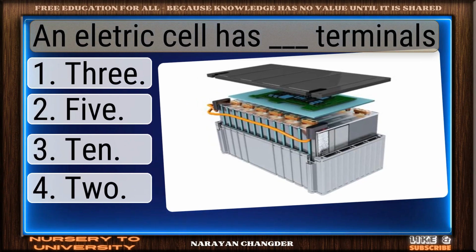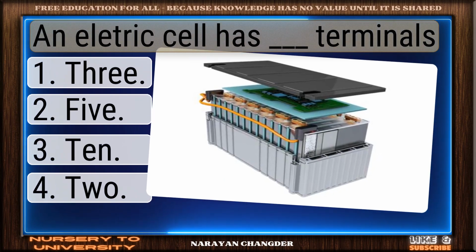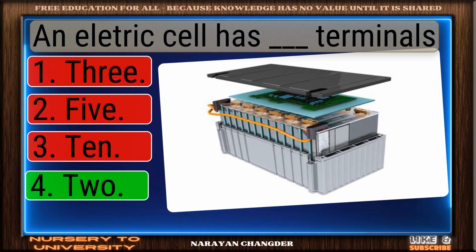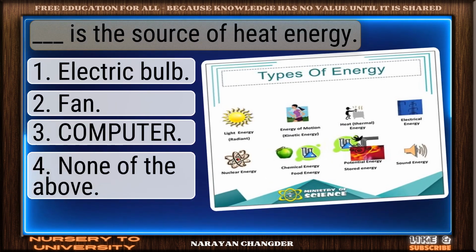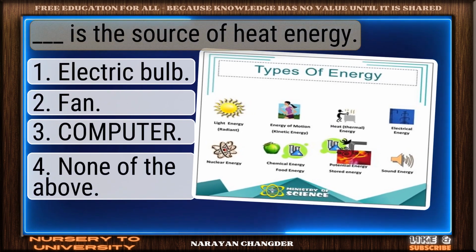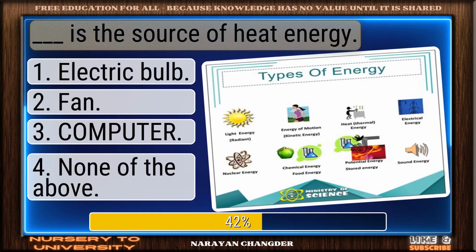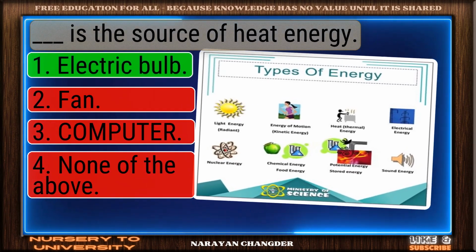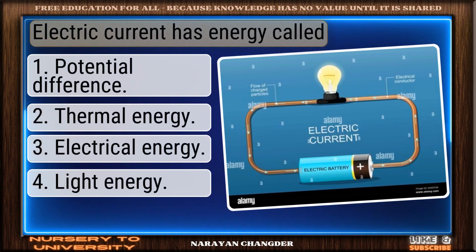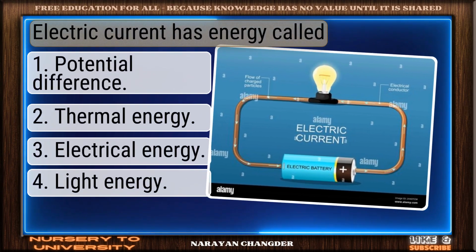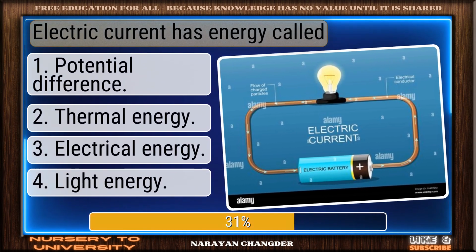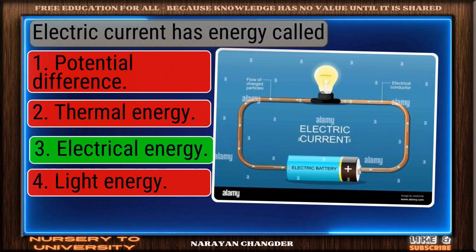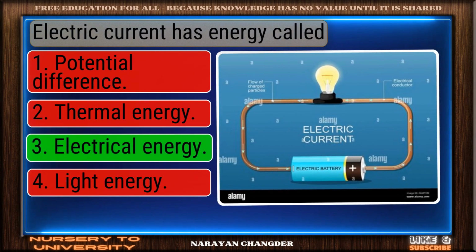Question number 217. An electric cell has dash terminals. Right choice. 2 is the best answer. Question number 208. Dash is the source of heat energy. Well done. Electric bulb is the right choice. Question number 209. Electric current has energy called. Exactly. Electrical energy makes sense and it is right choice.